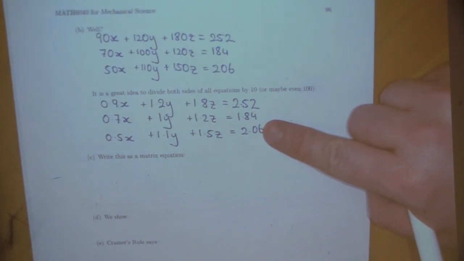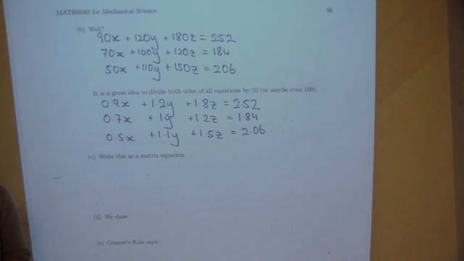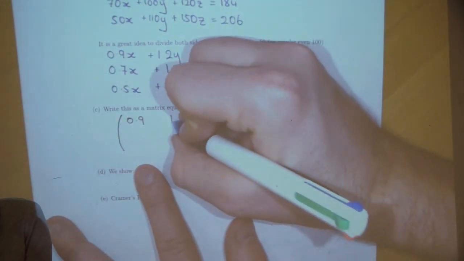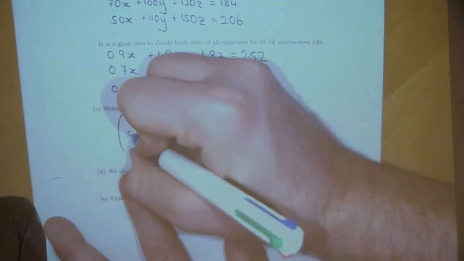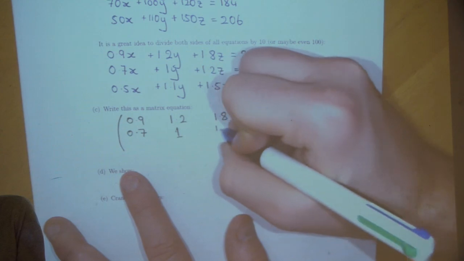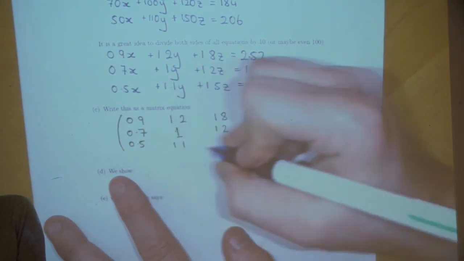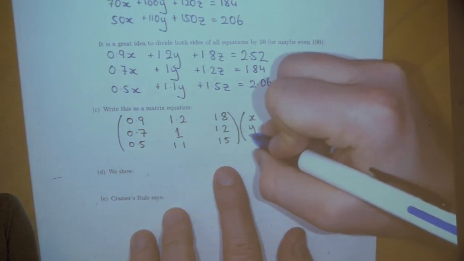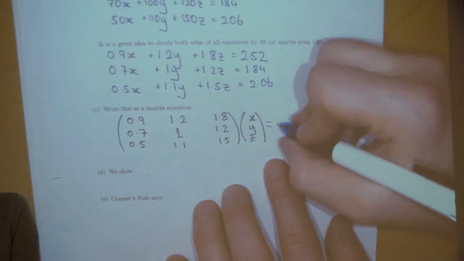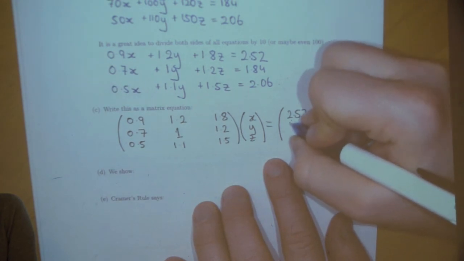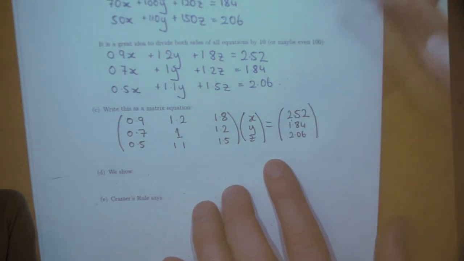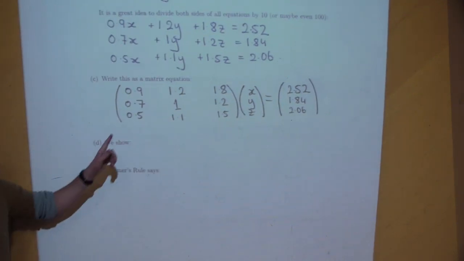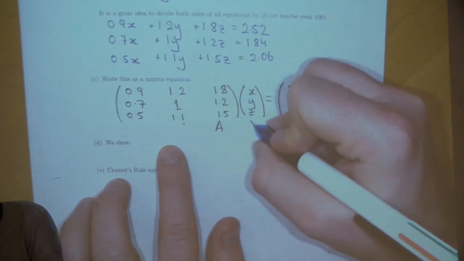That's that done. Next bit, write this as a matrix equation. It's asking for Ax equal to b. So the A would be the coefficients: 0.9, 1.2, 1.8, 0.7, 1, 1.2, 0.5, 1.1, 1.5, that's the A. The x is the vector of unknowns x, y, z, equal to b, which is the constants here. So this is Ax equal to b.